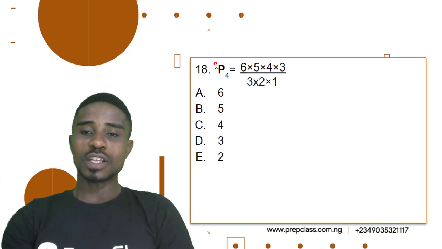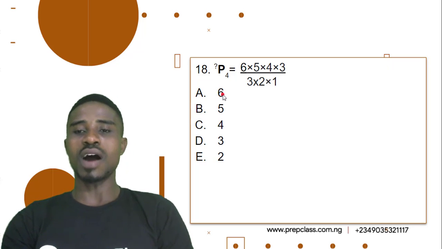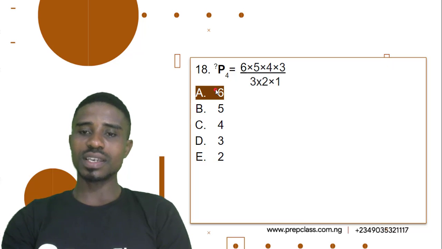Question 18. There's a question mark here. We have 4. Now, just the way we understood from the samples, the number here will start 1 lesser than this, which is 3 times 2 times 1. But for this, this value here would be the value that would be here. So our answer to this question would be 6. Option A, 6, would be our answer to question 18. Let's check it out. 6 is definitely our answer.